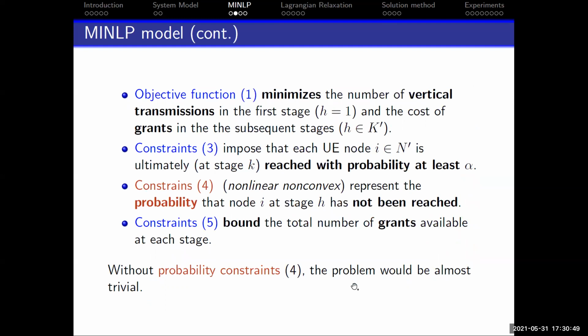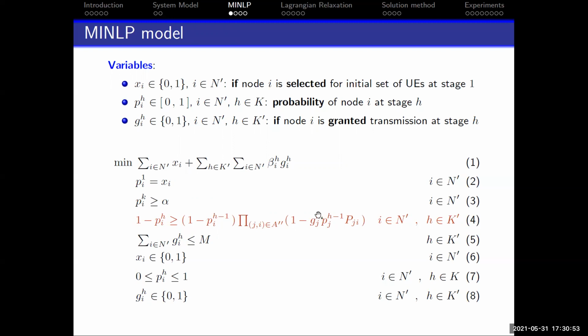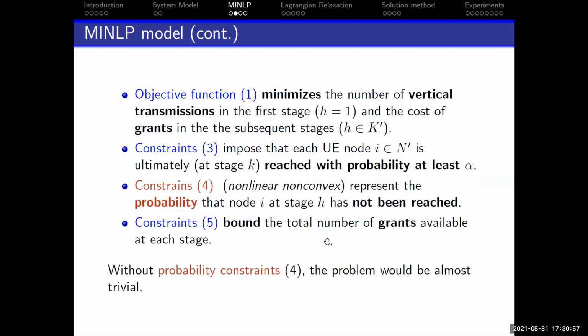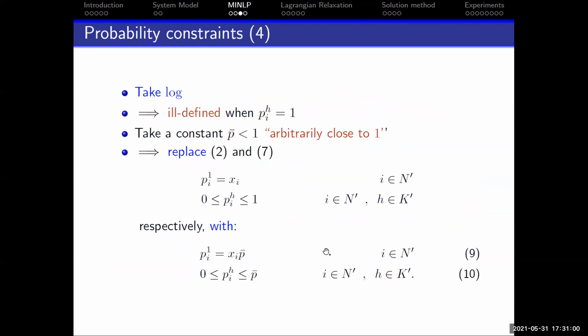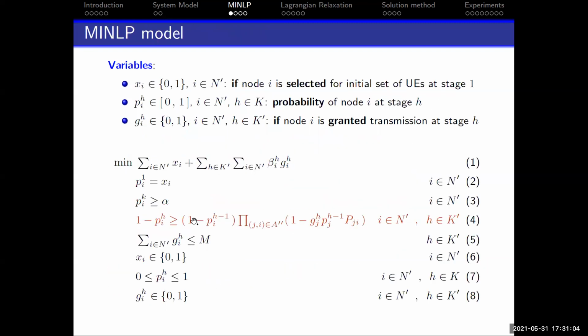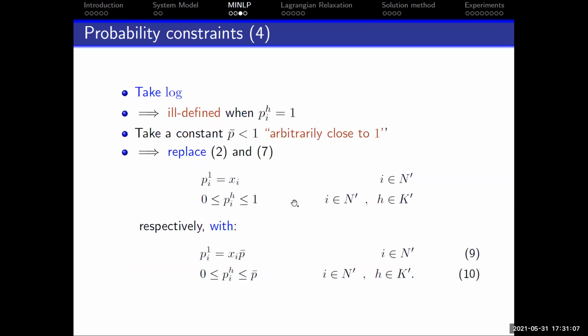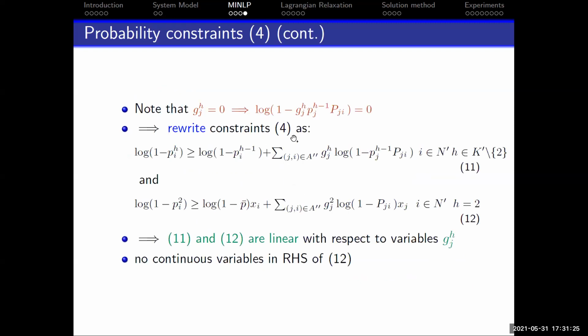So without the chance constraints 4, the problem would be almost trivial. But these constraints 4 make the problem very, very difficult. The first observation is that we can take the log and transform these constraints 4. Now there's a little trick that we need, because it is ill-defined with probability equal to 1, but of course we can take a constant slightly less than 1, arbitrarily close to 1, and we can get around this problem. So we rewrite constraints 4, chance constraints 4, with the log, and this is what we get, which is something which is still nonlinear, but it's linear with respect to variables g. Okay, and we have no continuous variables on the right-hand side.